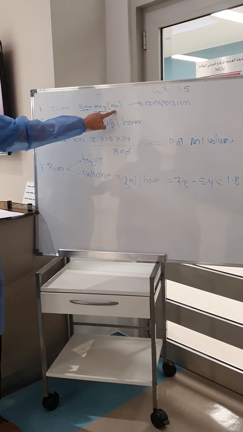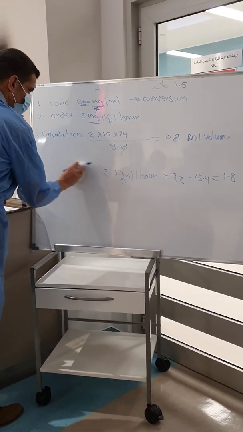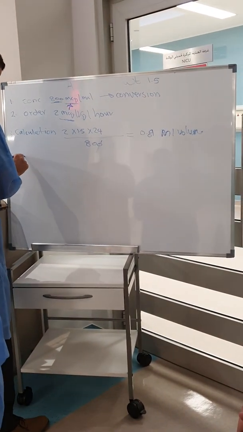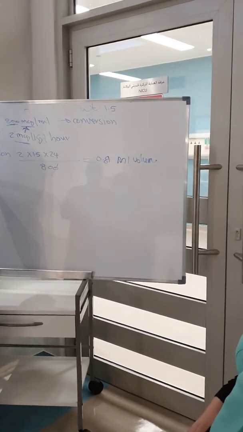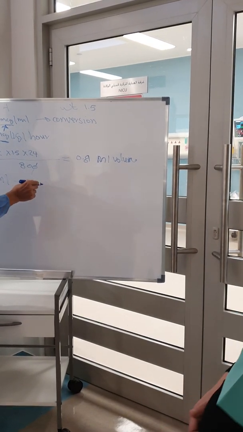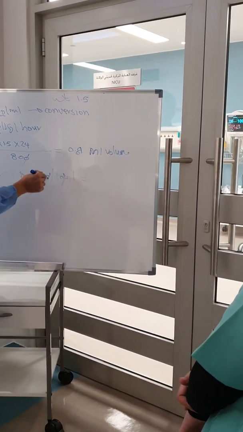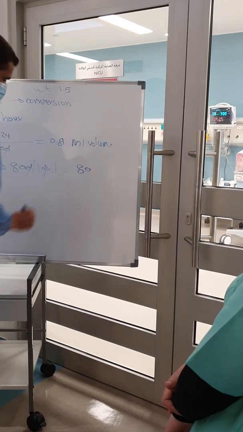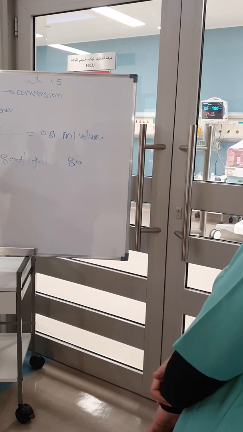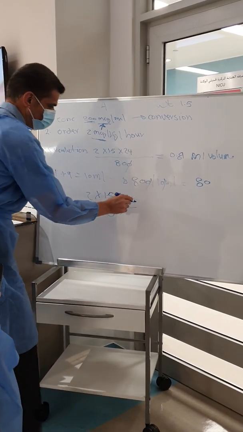We take 1 ml of this and add it to 9 ml. So before we run, we do the first dilution, and then we do another calculation. So 1 ml plus 9, we get 10 ml. We get 800 in 10 ml, so 1 ml is 80. Then we run the calculation again: 2 times 1.5 times 24 divided by 80. Tell me the volume.